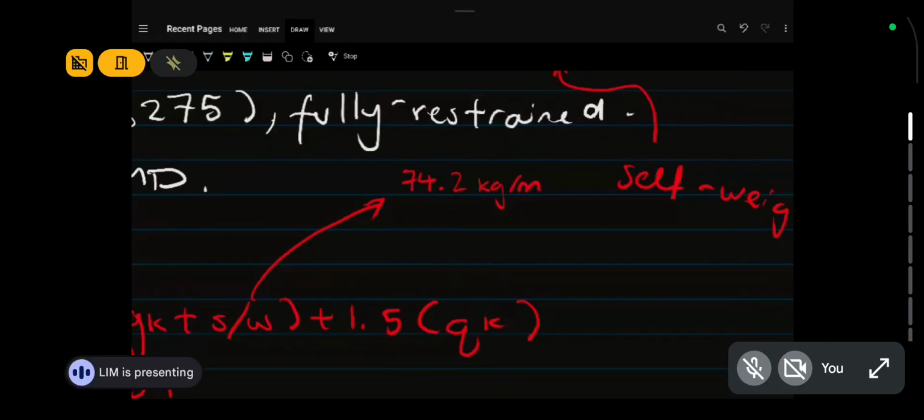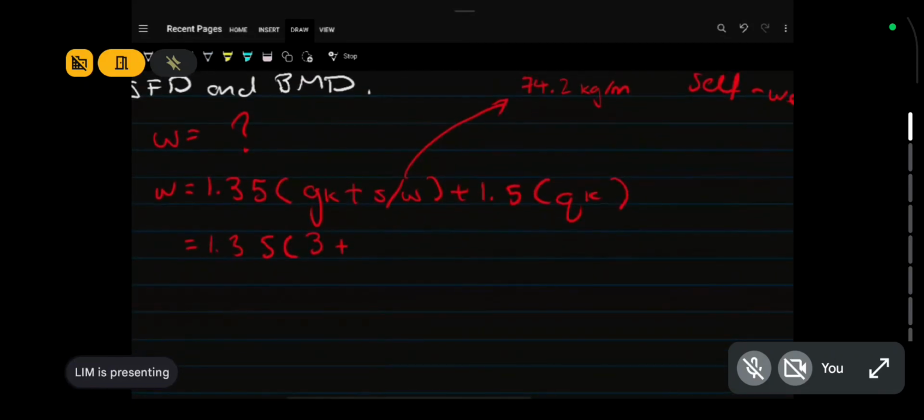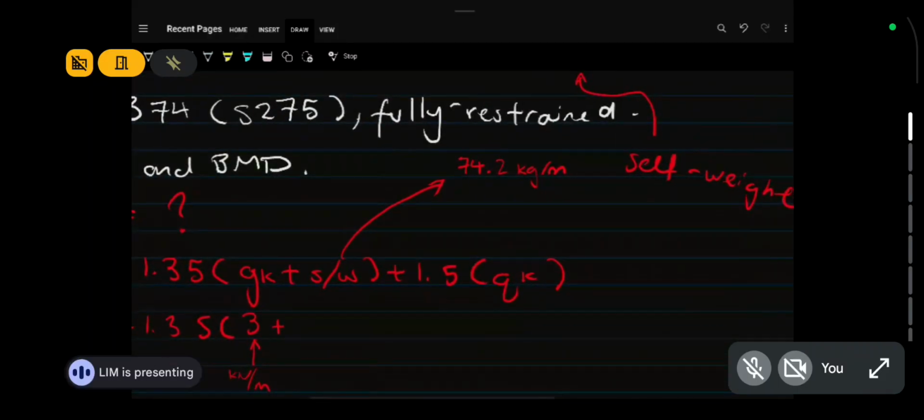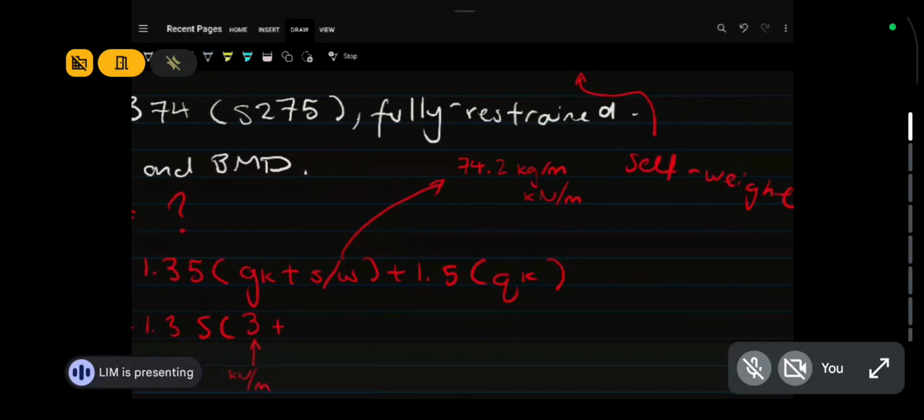Now, we have to do some conversion here. Because why? VK is kilonewton per meter. QK is also kilonewton per meter. So kilogram per meter, we have to convert to kilonewton per meter. So 74.2 kilogram per meter. What is it in kilonewton per meter?